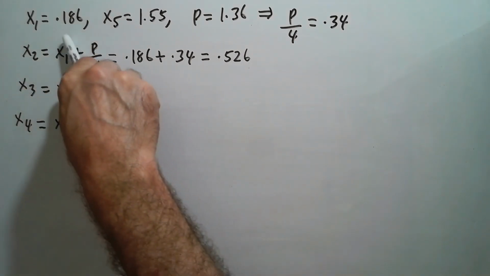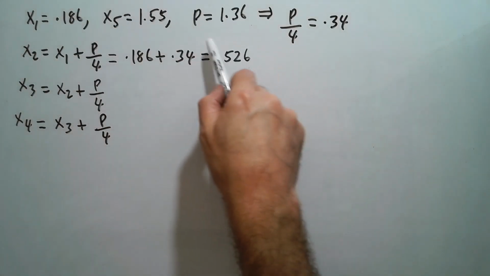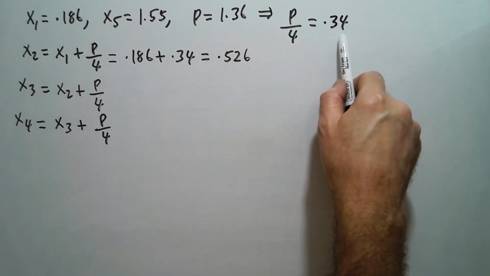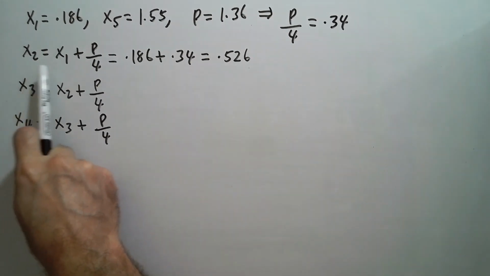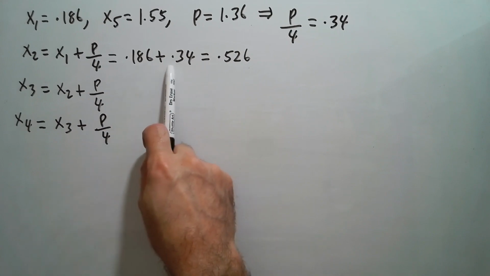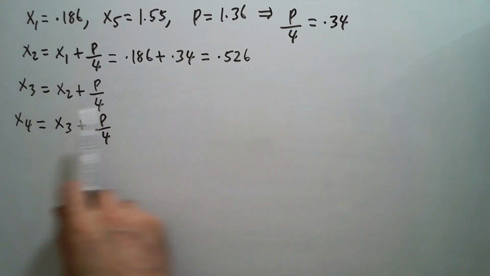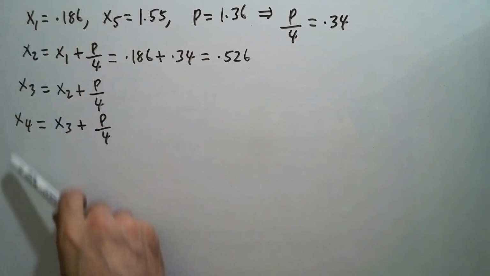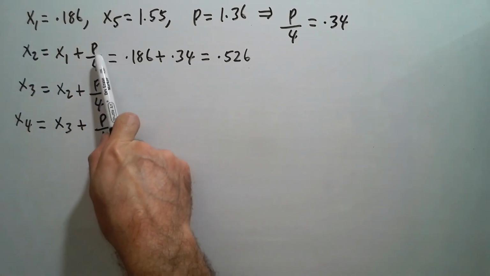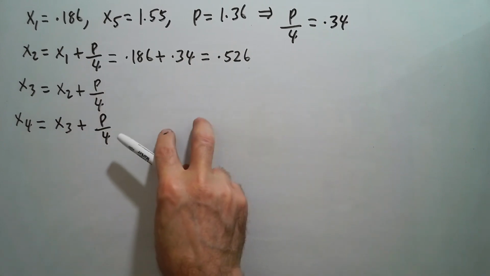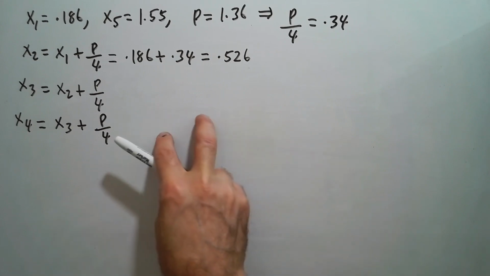Okay, so my x1 is 0.186, my x5 is 1.55, our period is 1.36, so we're going to be looking at a period over 4, which is 0.34. So I'm going to define x2 to be x1 plus period over 4, so it'll be 0.186 plus 0.34, which is 0.526, and x3 then to be x2 plus period over 4, and x4 to be x3 plus period over 4. So pretty much the x's are just going to be period over 4 spaced. So you're looking at equal spacings, where the spacing is period over 4 between each two consecutive x's.